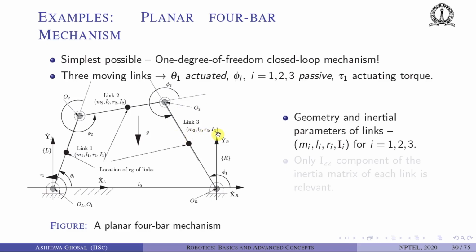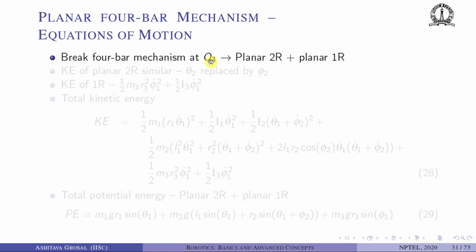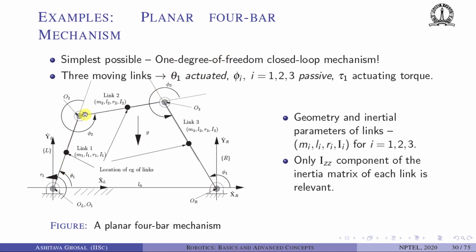Okay, so the gravity is acting in the y direction. And as in the planar 2R example, only the IZZ component of the inertia matrix of each link is relevant. So we can now break the 4-bar mechanism at O3. We can break it here. So we have a planar 2R and a planar 1R robot.